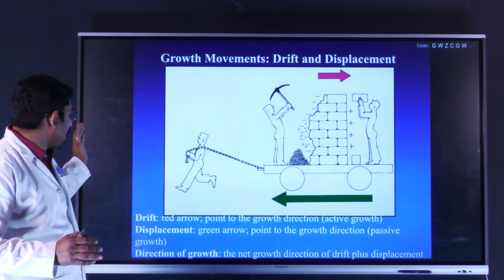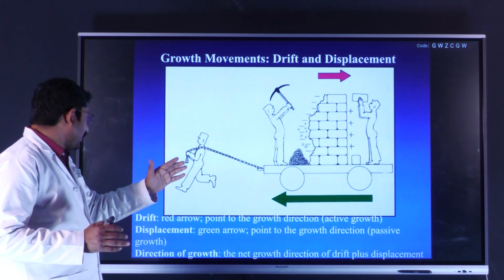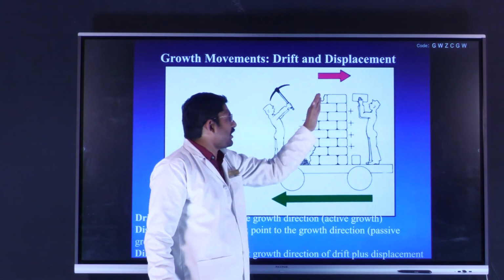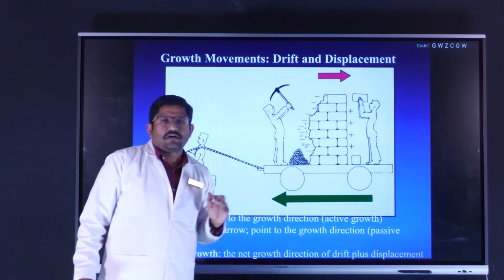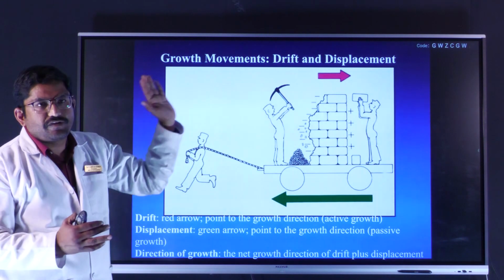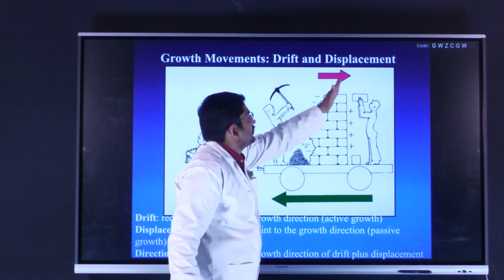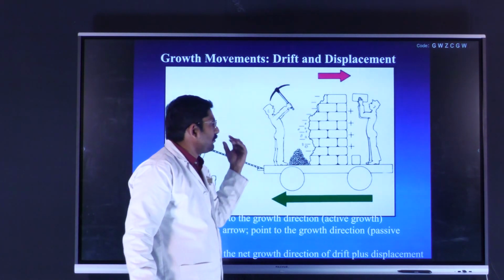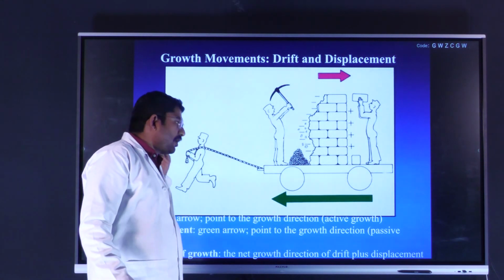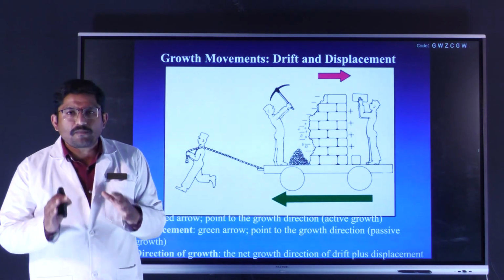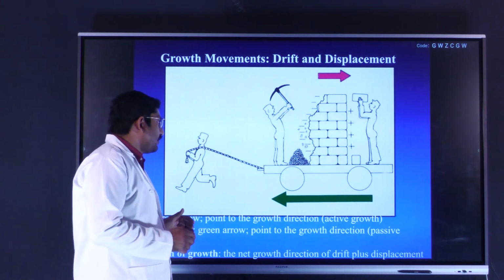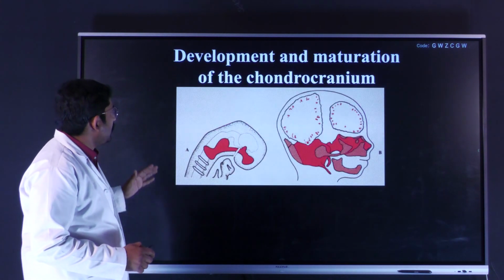It can be classically demonstrated in this way. The red arrow indicates the drift, the green arrow indicates the displacement. Plus means deposition of bone, minus indicates the resorption of bone. There is deposition, there is resorption. The drift is happening towards the depositing surface. The displacement is happening towards the resorptive surface of any bone. This is quite common in the growth of any kind of craniofacial skeleton or all bones together. Drift and displacement.